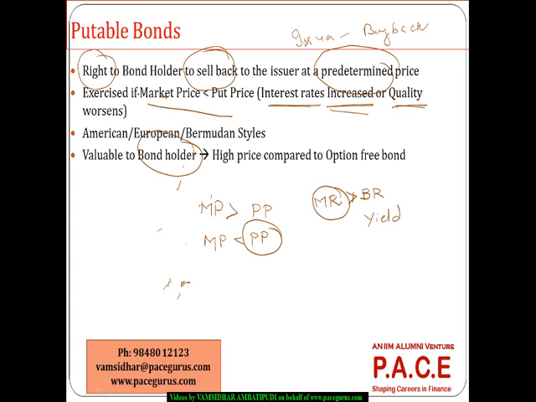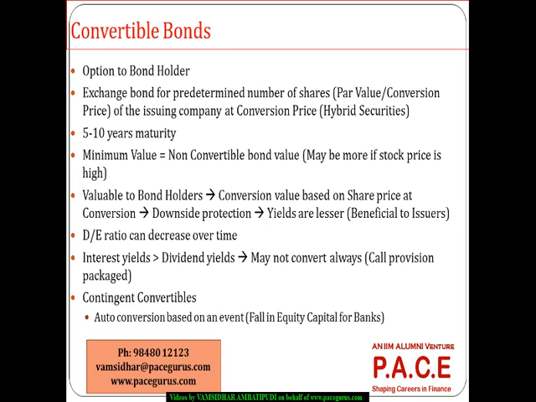Again, just like the way the call options are exercised, we see that the put options also have different styles of American, European or Bermudan kind of style. Because this put option is more and more beneficial to the investor and not to the issuer, the price of the puttable bond is higher compared to that of an option-free bond.